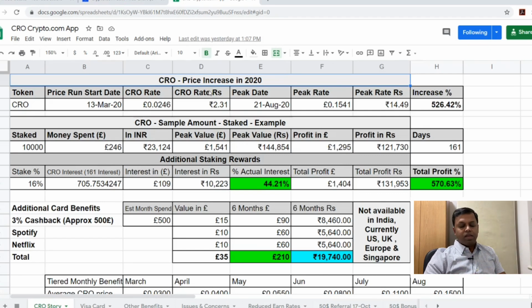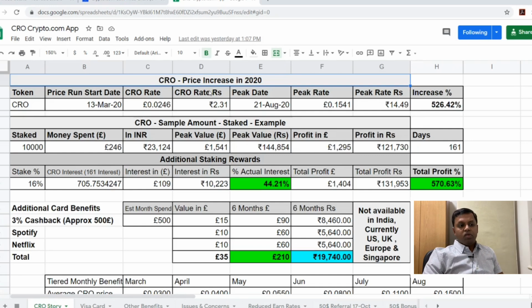There are added benefits. But before we go into the added benefits, let's look at what this meant for someone who invested in CRO in March, and what return on investment they would have got in August, over a 6-month period. The price in March, I'm taking an average low price, because there were a lot of dips, but we're just taking an average starting point in March, like we did in episodes 1 and 2. And the price of CRO, like I said, was around 2 pence, like 0.246, which is roughly 2 rupees and 30 paisa.